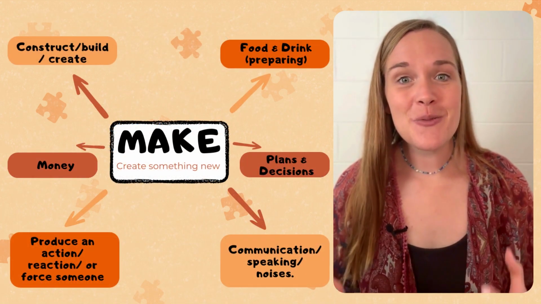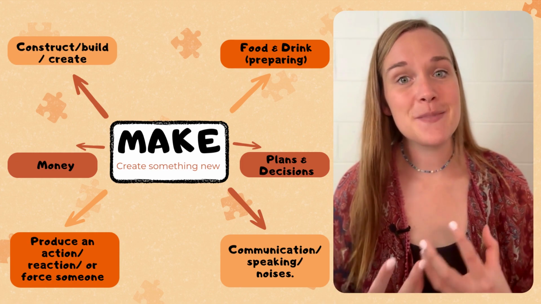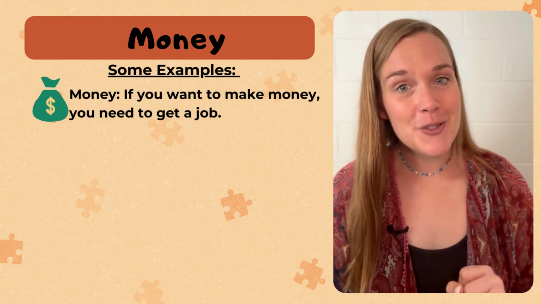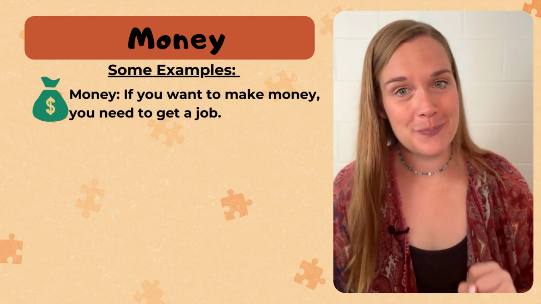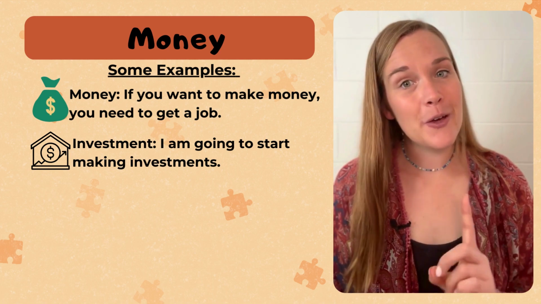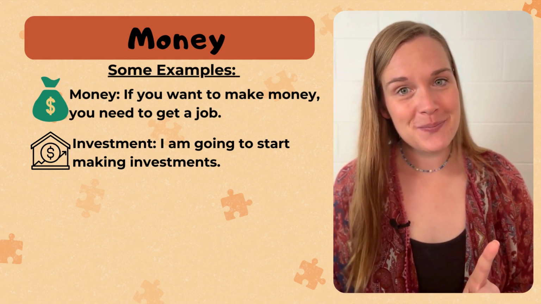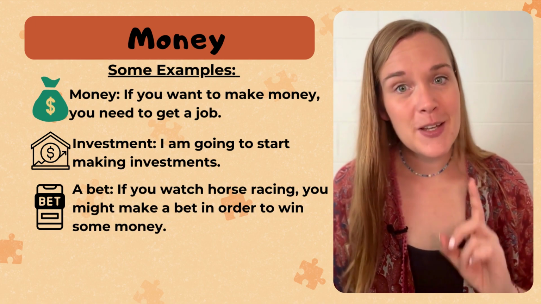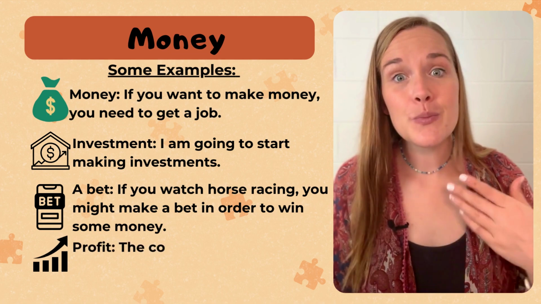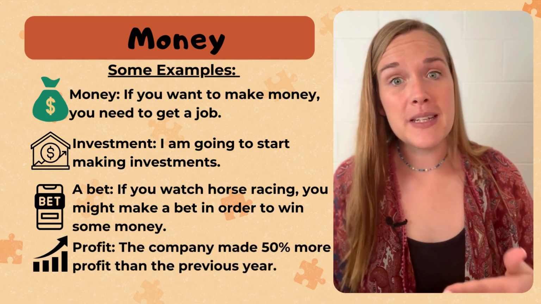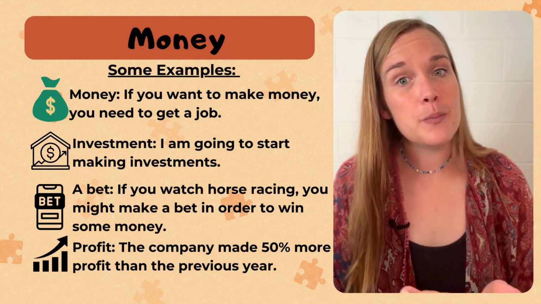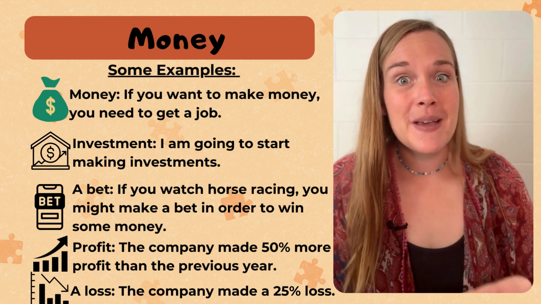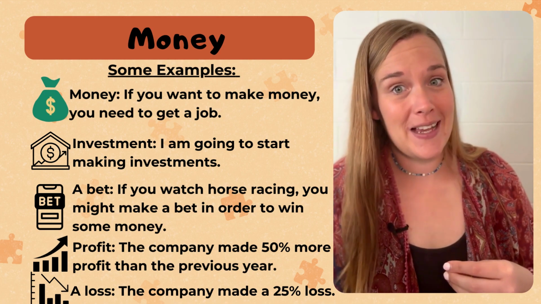Also, anything to do with money typically takes make. For example, we make money. If you want to make money, you need to get a job. And investments. I'm going to start making investments. A bet. If you watch horse racing, you might make a bet in order to win some money. Profits. The company made 50% more profit on the previous year. A loss. The company made a 25% loss on last year.